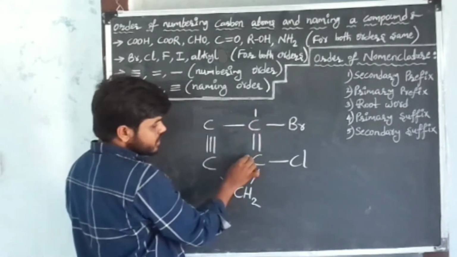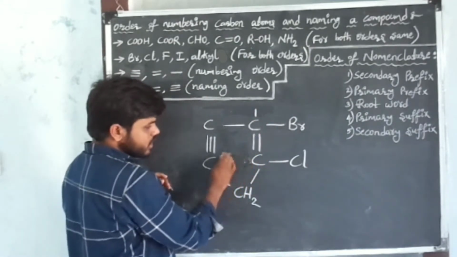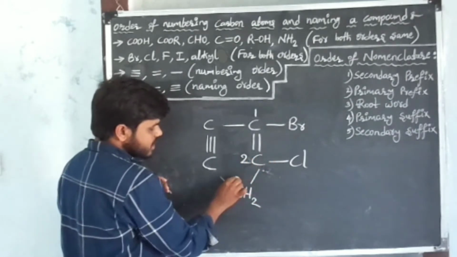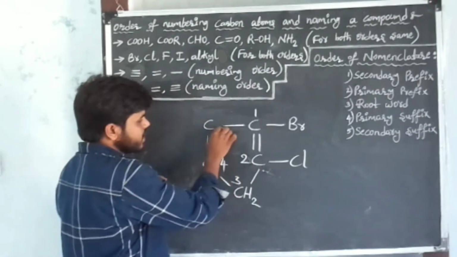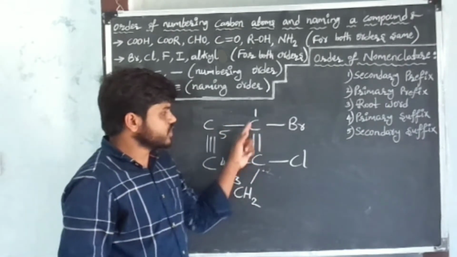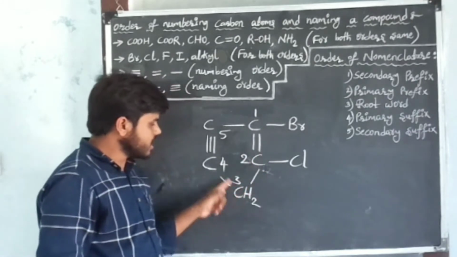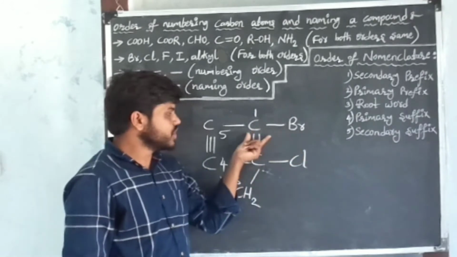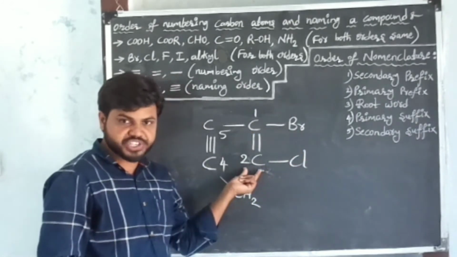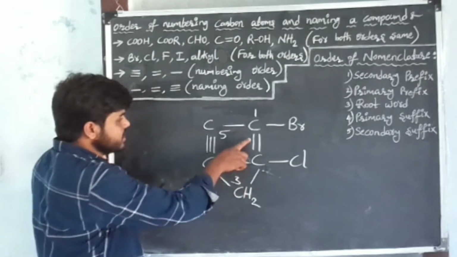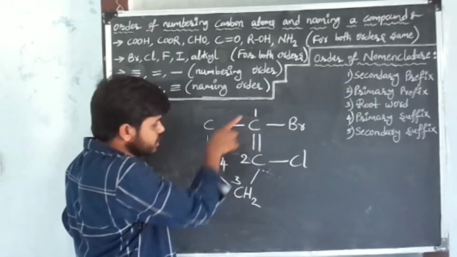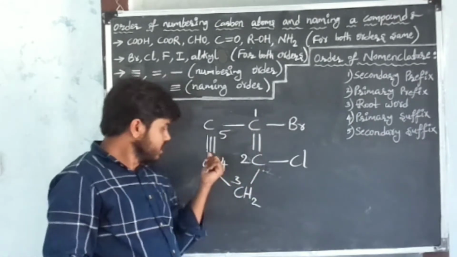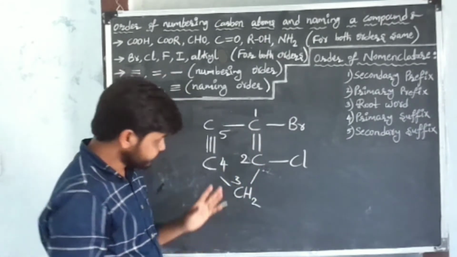This is the first carbon and this is the second carbon. This is the third carbon, this is the fourth carbon and this is the fifth carbon. See here, bromine is getting the first position and chlorine is getting the second position. The double bond is getting the first position and the triple bond is getting the fourth position, right?